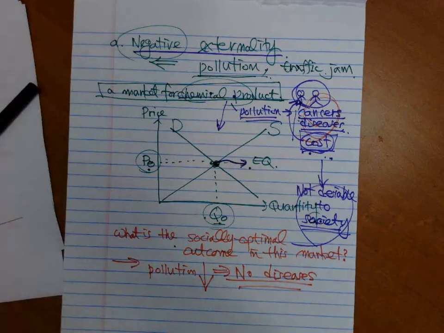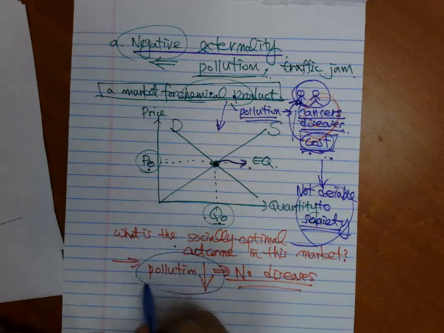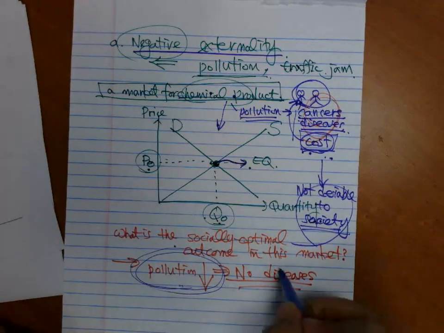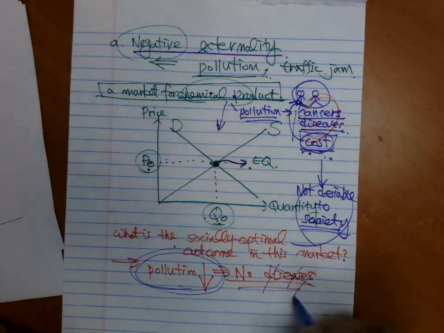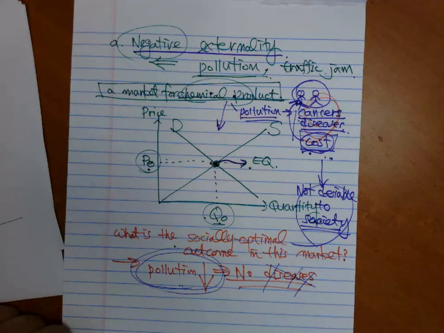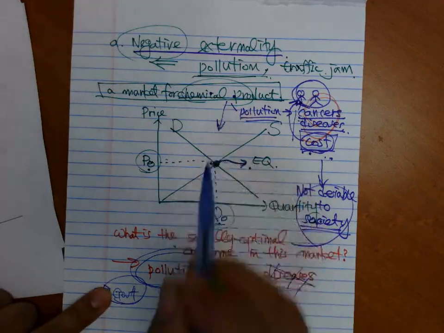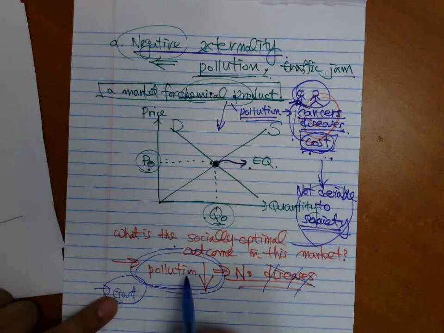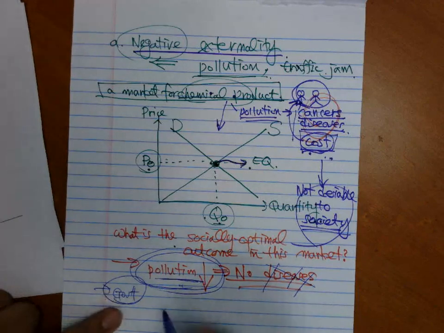Then the government steps in, saying that the factories must eliminate or reduce this pollution. Then to reduce the pollution, the factories must go through an additional process.